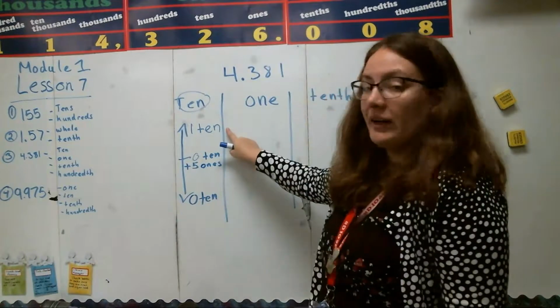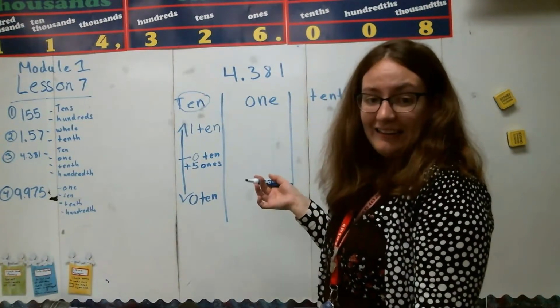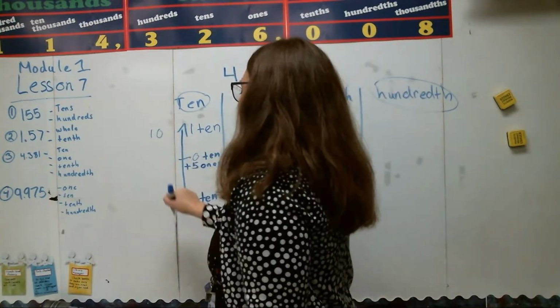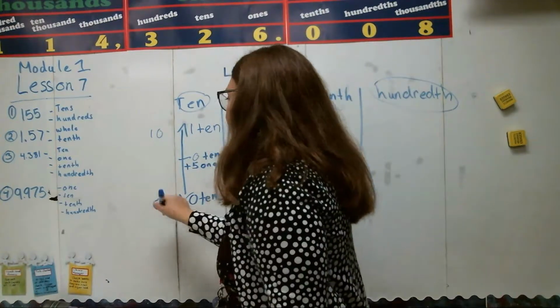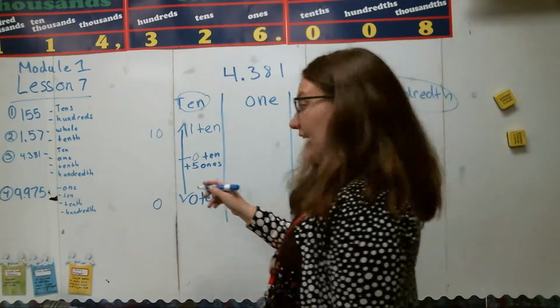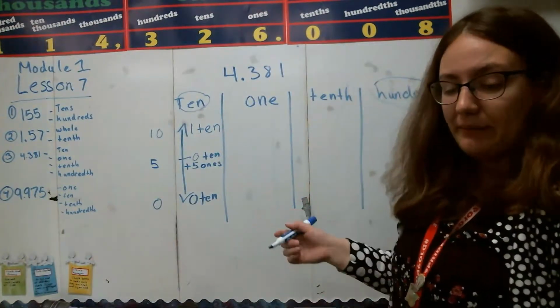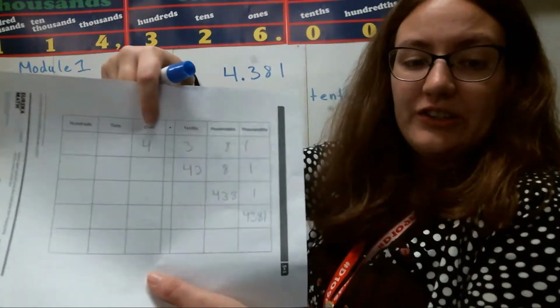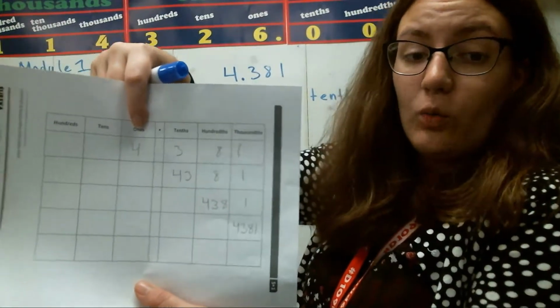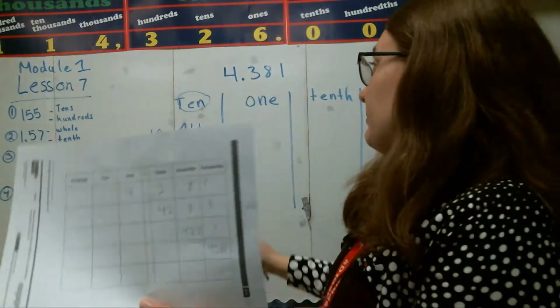Because if you think about it, 110 is just the numeral 10. And then this would just be 0. And halfway between 0 and 10 is just the number 5. And then I have to think about, well, how many ones do I have? Well, I have 4 ones in my number.